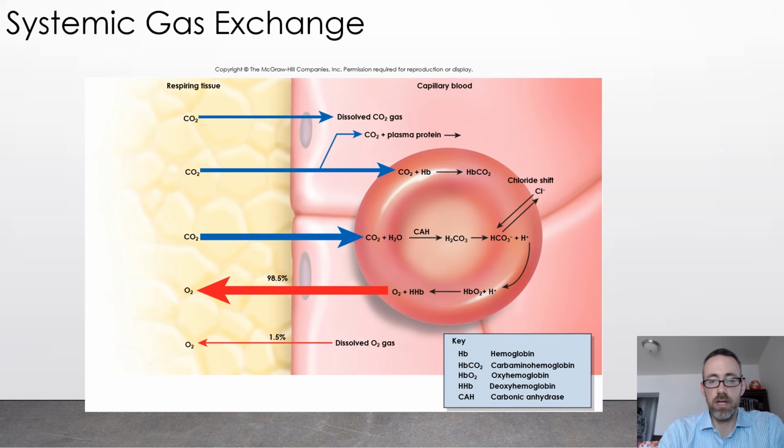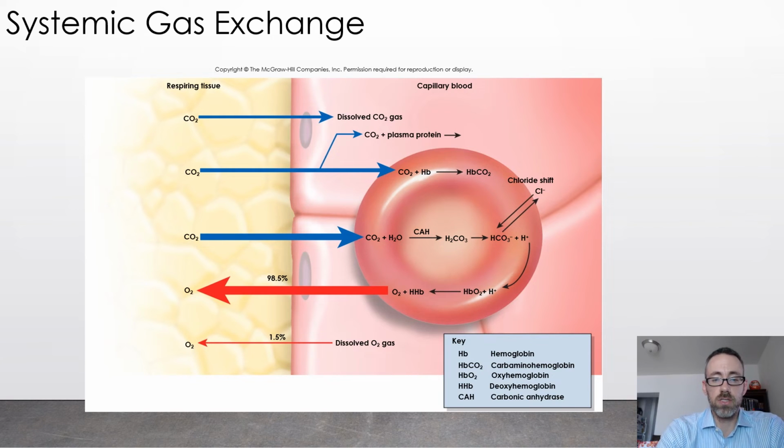Okay, so here's our systemic gas exchange. This is the gas exchange occurring at the tissue. On the right side, you see our red blood cell. On the left side, we have our metabolizing tissue. It's showing you the interstitial tissue there. It's not really showing you the cells there.